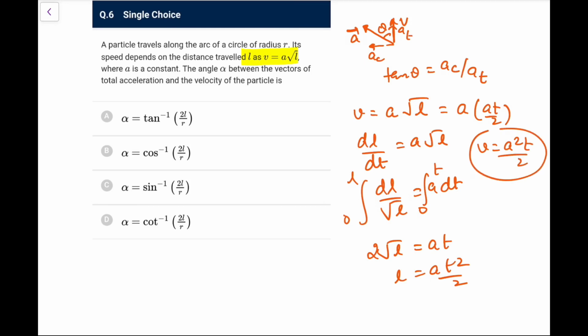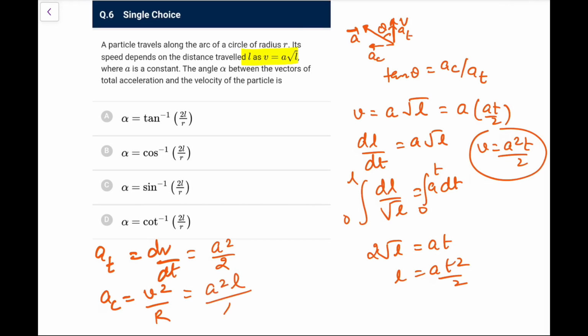So this is v. So first of all, what is AT? Tangential acceleration is the rate of change of speed, that is dv by dt. That basically comes out as a square by 2. Now what is AC? AC you know is v square by r. So v square by r, where r is a small r here, so v square, because it is in L term, I can take it from there, that is a square L by r.